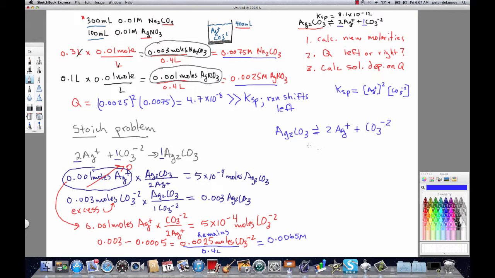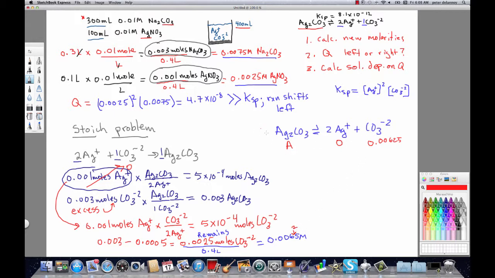All right, we set up our box or the ICE. I'm going to put in my placeholder. The silver has gone to 0 and the carbonate is 0.00625. And I see, looking down here, that I made a typo. There should be a 2 inserted between the 6 and the 5. Sorry about that.